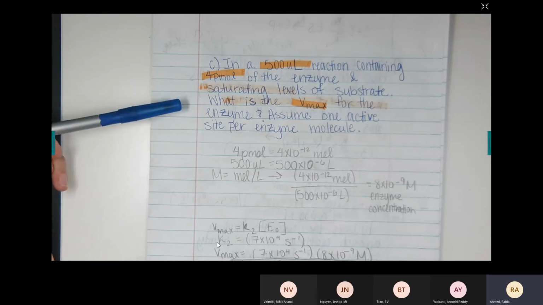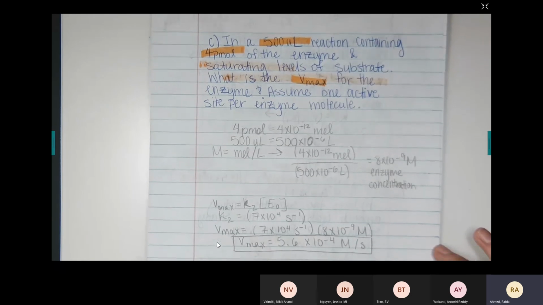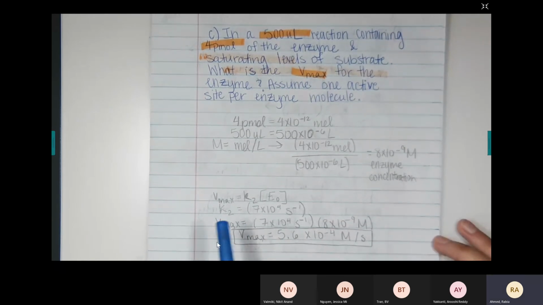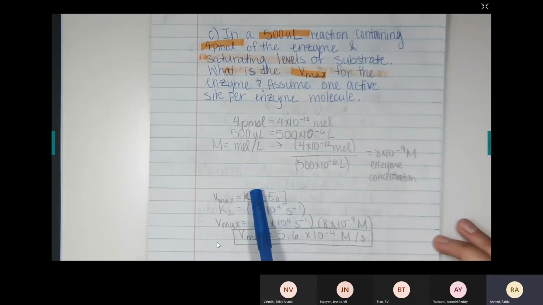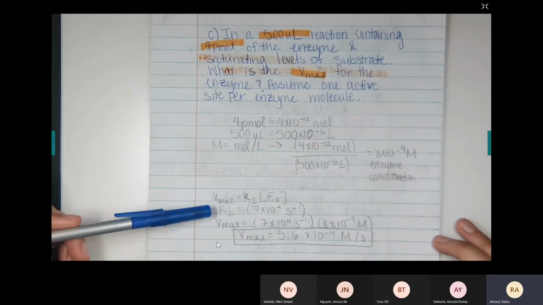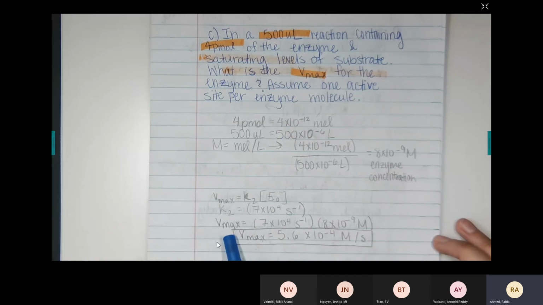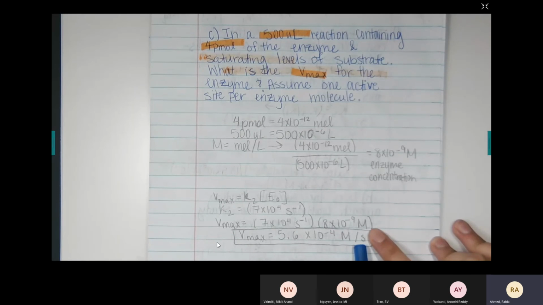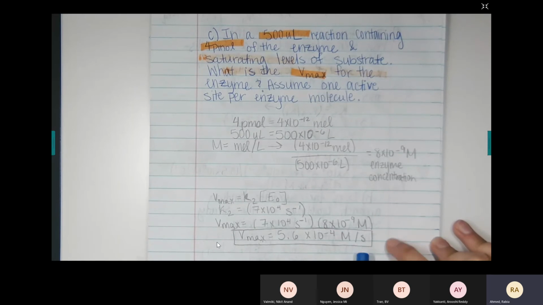Since we're trying to figure out the Vmax, we're going to do K2 times E, the initial enzyme concentration, where K2 equals 7 times 10 to the 4th per second. You plug it into the Vmax equation and multiply it by the concentration, and it equals 5.6 times 10 to the negative 4th molar per second Vmax.